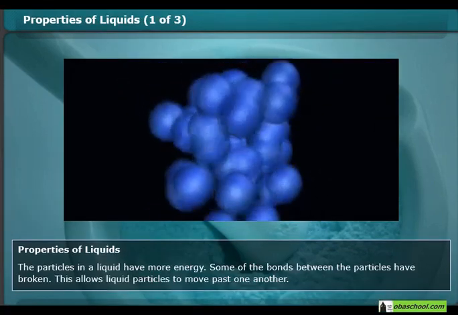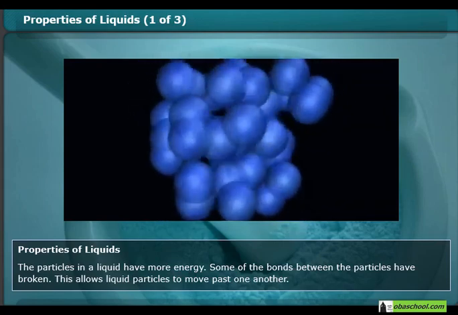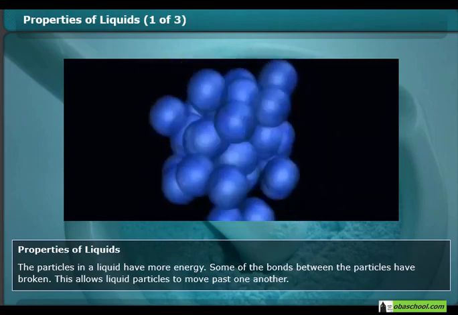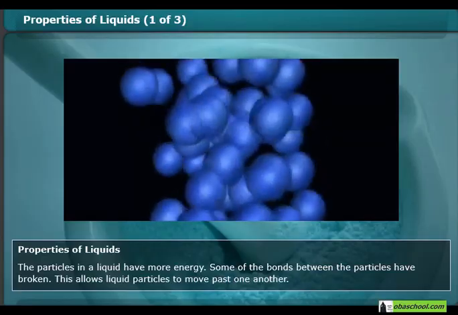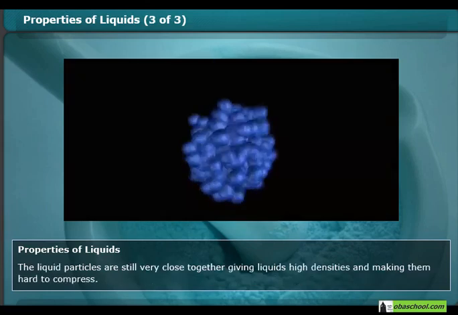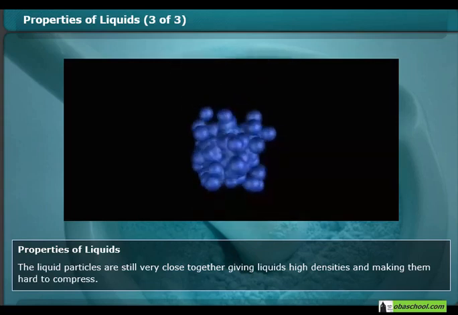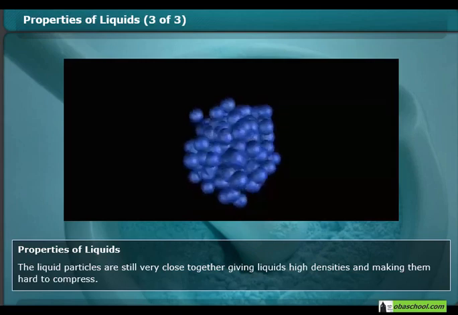The particles in a liquid have more energy. Some of the bonds between the particles are broken. This allows liquid particles to move past one another. The particles are now arranged in an irregular manner, which is continually changing. A liquid can flow as the particles slide past one another to take the shape of the container. The liquid particles are still very close together, giving liquids high densities and making them hard to compress.